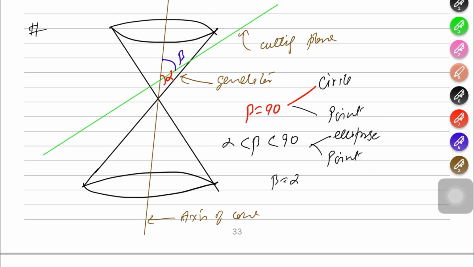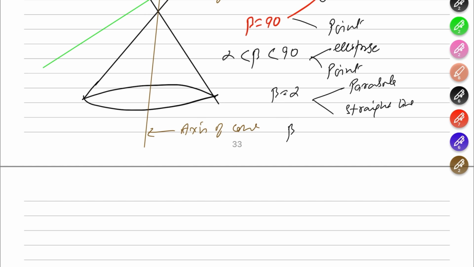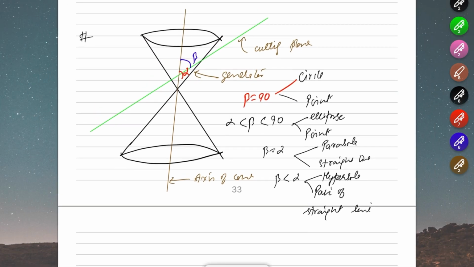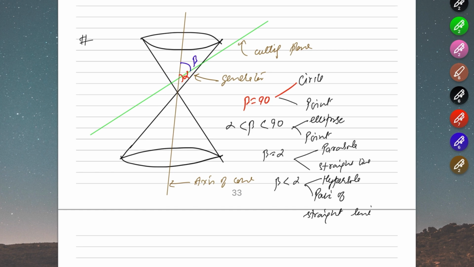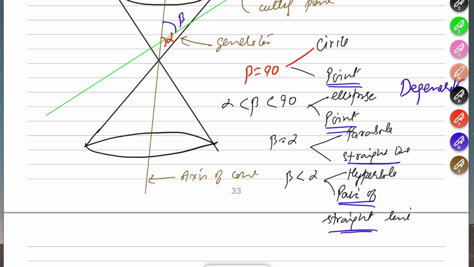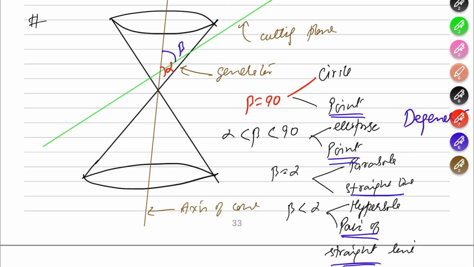Point is a degenerate case. If beta is equal to alpha, we get either a parabola or a straight line. And if beta is less than alpha, we get either a hyperbola or a pair of straight lines. Okay, this is the summary. And obviously these are the degenerate cases: a point, a straight line, or a pair of straight lines.